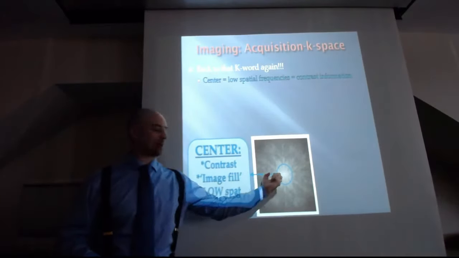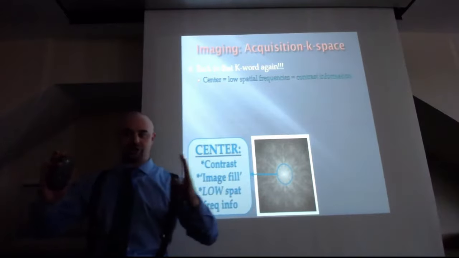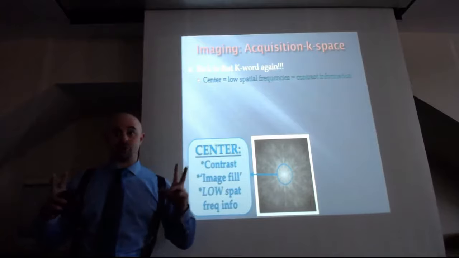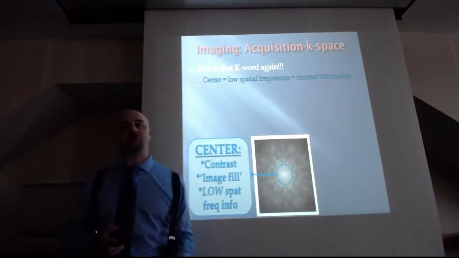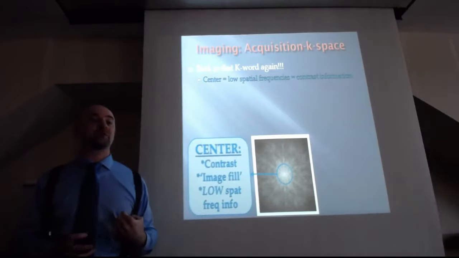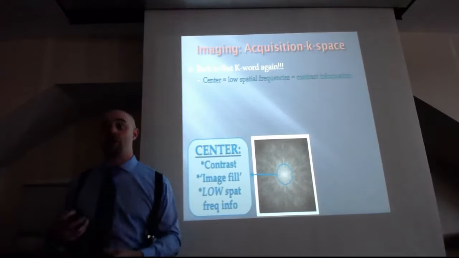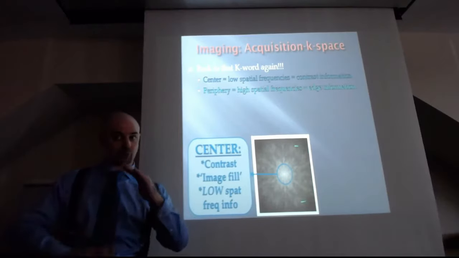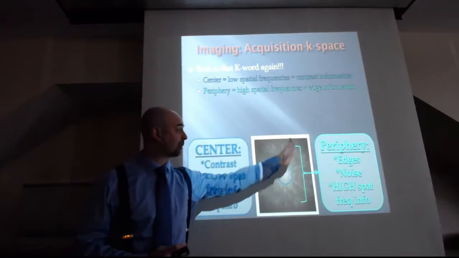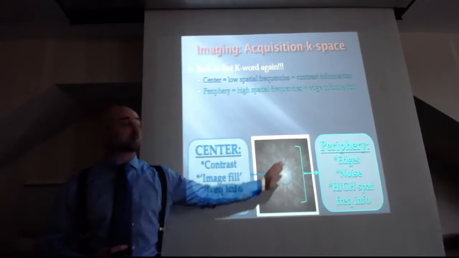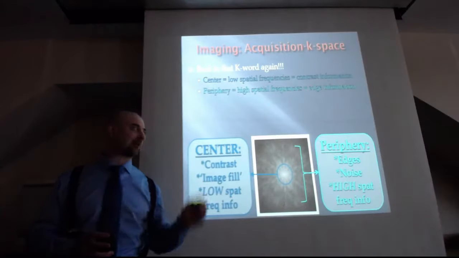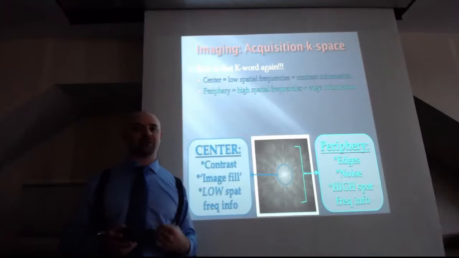So low spatial frequency information are big changes over the image, right? That's what we call contrast or image fill, and that's the low spatial frequency information. That's why everyone says that the center of K-space is the most important part of our image acquisition, which is why you may want to pay a lot of attention to how you're ordering K-space entry. Out in the periphery, at larger values of spatial frequencies, that's where we have high spatial frequency features, which, if you recall from our lecture, edges are.